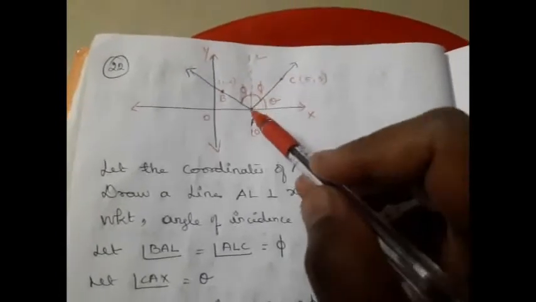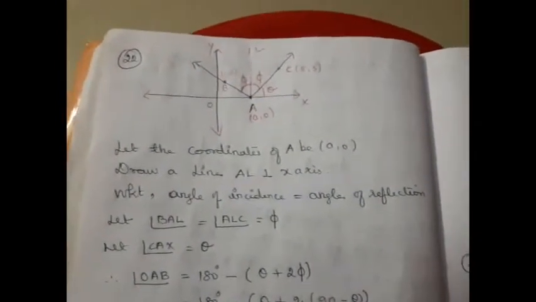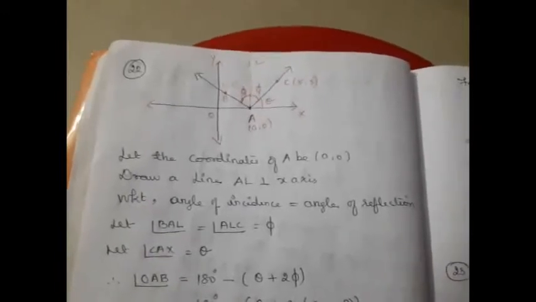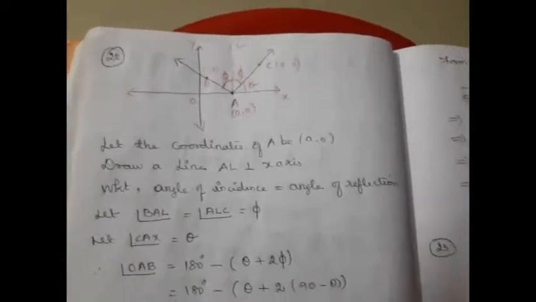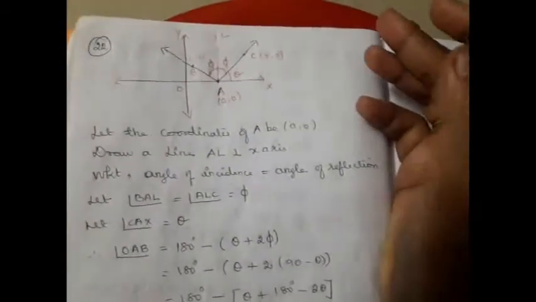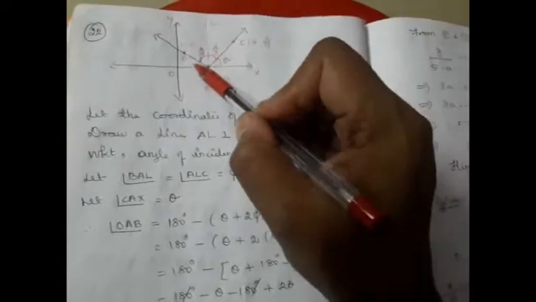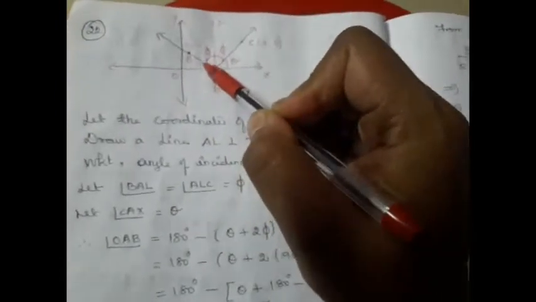Now, how to find the coordinates of this point here? What is the logic behind it? How can we find the coordinates? Here, what we are going to do is find the coordinates of A using slope. We will find the slope of AB, and the slope of AC. So before getting into the slope, we are going to find the relation between theta and phi, right? We need the angle here. So what we are going to do here is find what this angle OAB is.